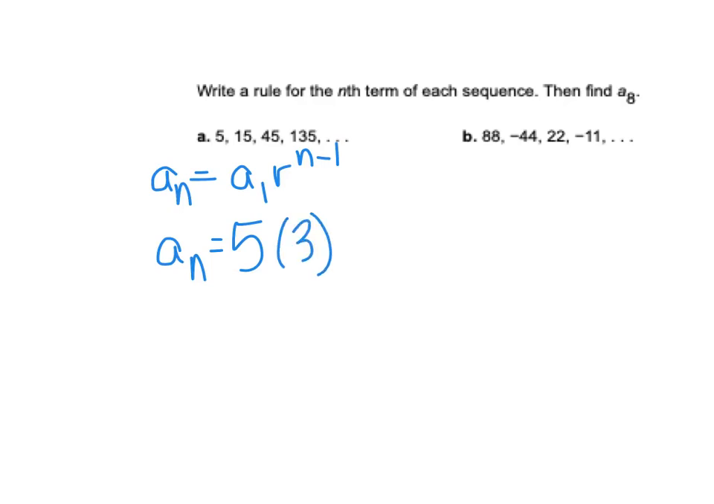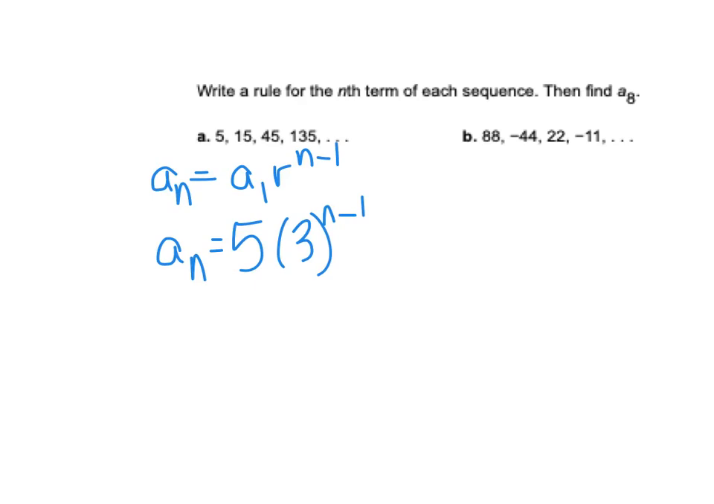We're going to put our ratio, our ratio from one term to the next, in parentheses to the n minus 1. And again, do not multiply 5 times 3 and get 15 to the n minus 1. Order of operations says when we actually calculate it out, that n minus 1 is an exponent, so you have to do that first, and then you can multiply.